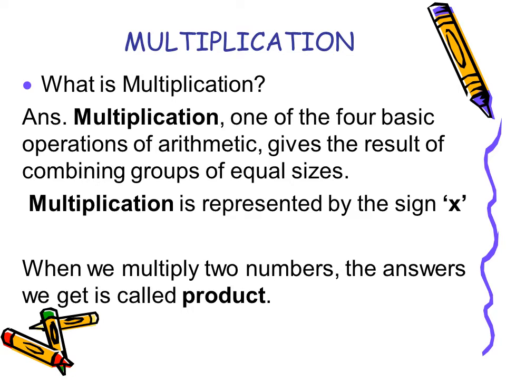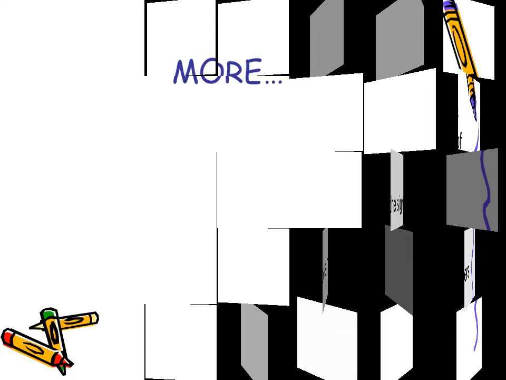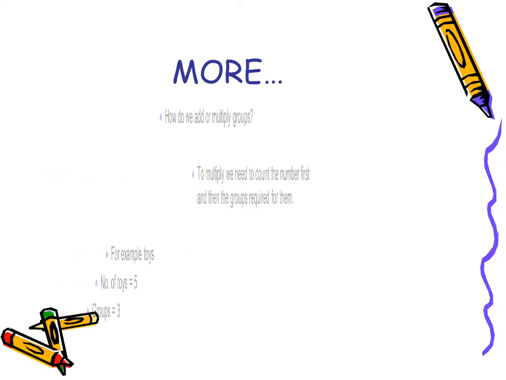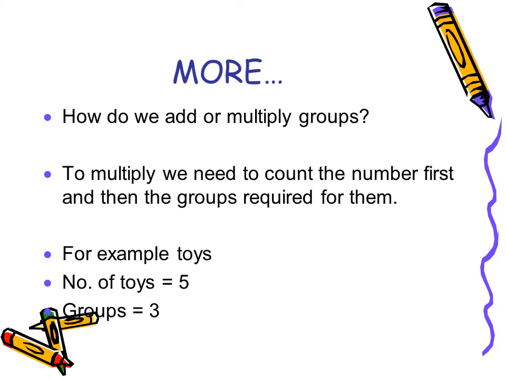Let us study some more examples. Multiplication. So, how do we multiply groups? To multiply, we need to count the number first and then the groups required for them. Both things are quite similar to each other, but they are very different in calculation. I repeat, both things are quite similar to each other, but very different in calculation.